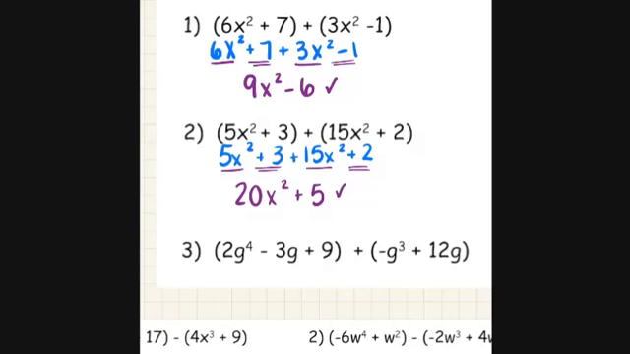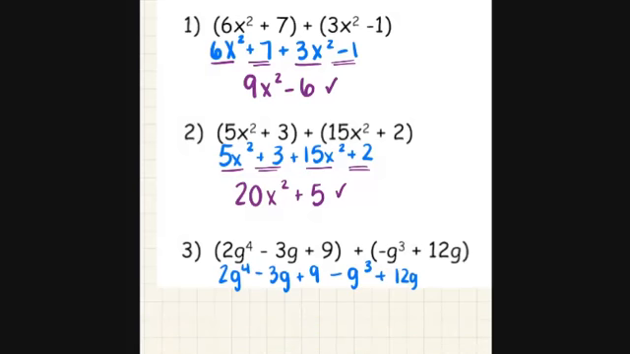Down here, we're going to do that same thing. Bring everybody down first. Plus 9. We have a plus a negative g to the third, so it's really just minus g to the third, plus 12g. Let me very briefly see if I can move this down a little. There we go.